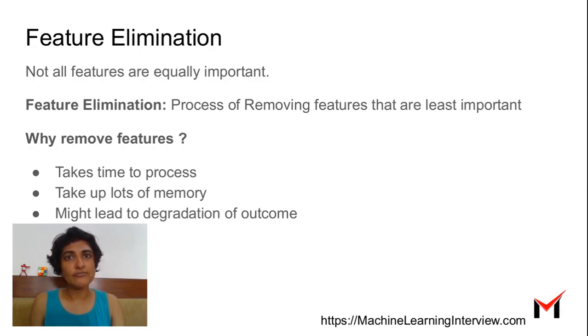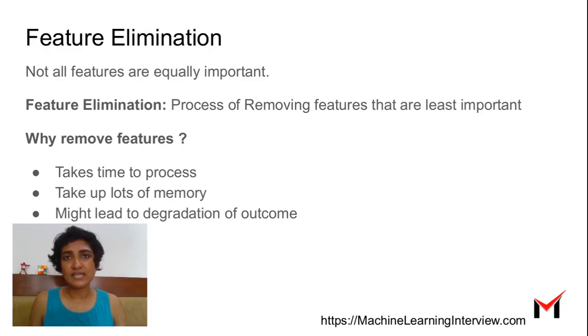If you have a lot of features, it might take time to process your dataset. So your processing time could be high, or they could actually take up a lot of memory if you have too many columns in your dataset. And if you have redundant features, it might also lead to a degradation of the outcome from your machine learning model. So you might end up building a suboptimal model.